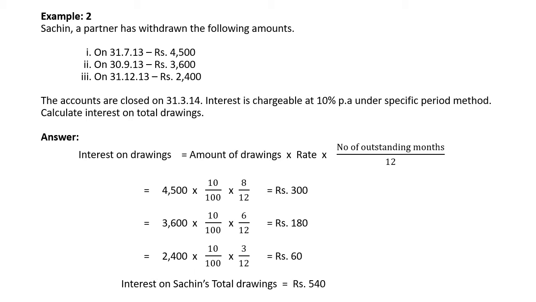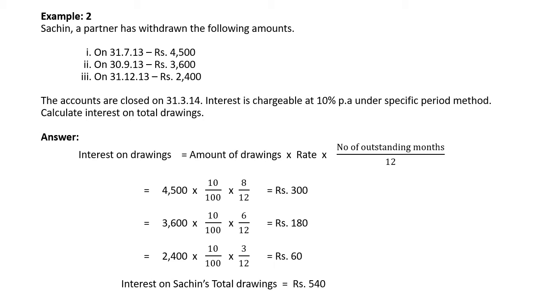First one, 4,500 into 10% into 8 by 12. How has this 8 by 12 come? Let's see. It was withdrawn on 31st July. So we have to calculate interest from 1st August onwards. From 1st August to 31st March, it is 8 months. So we will get 300.